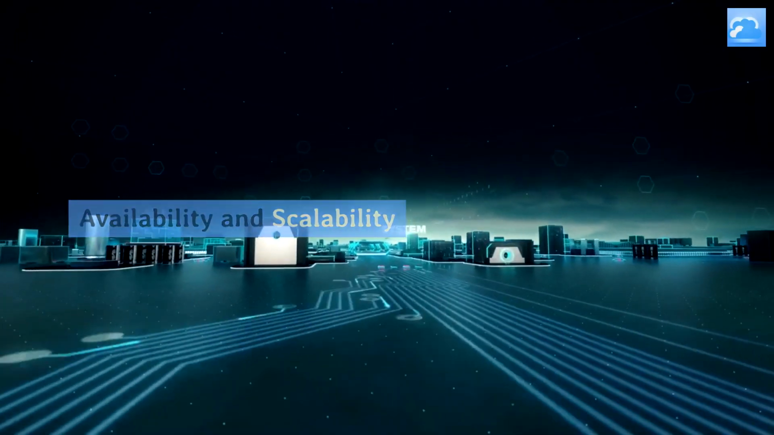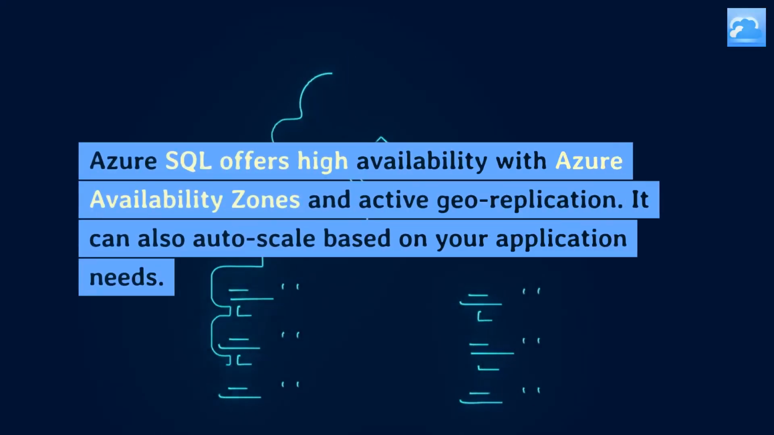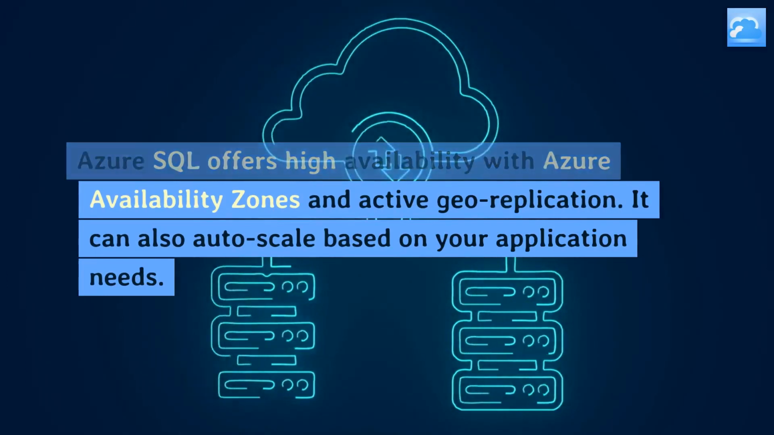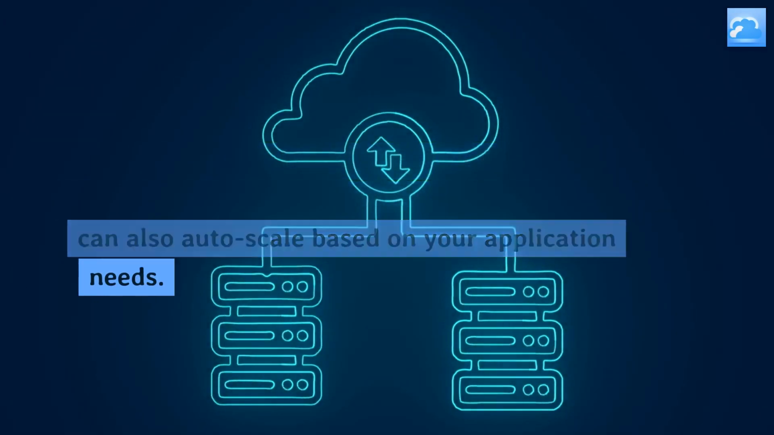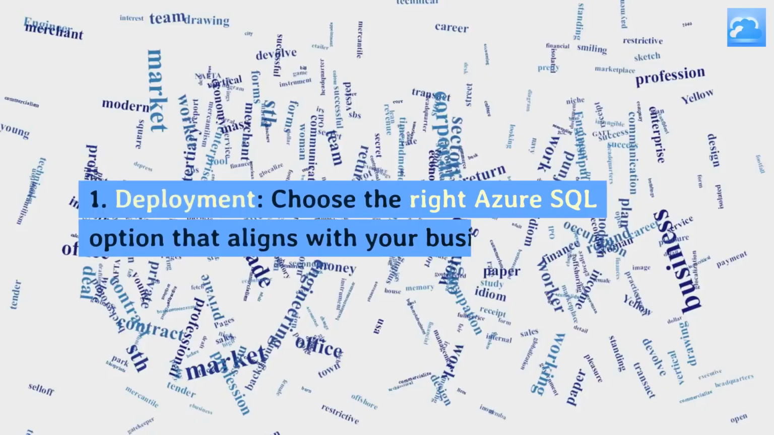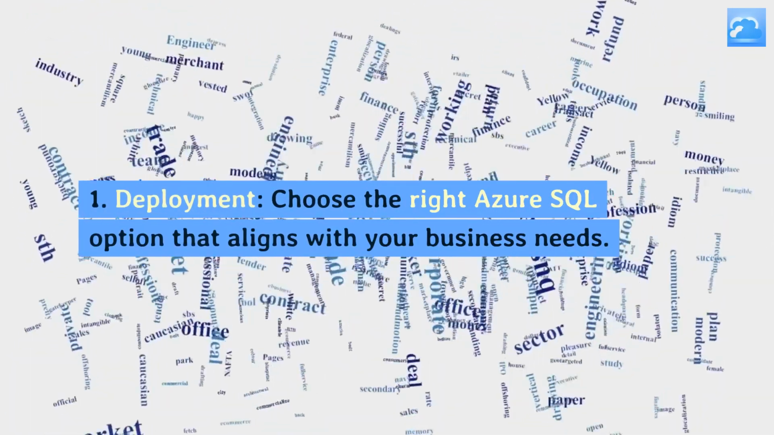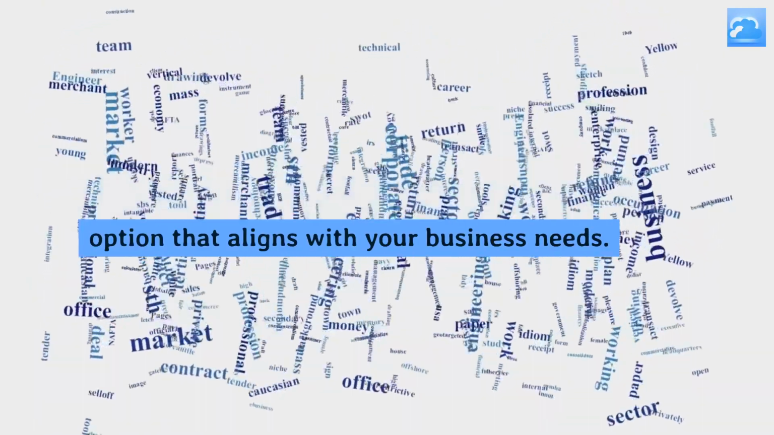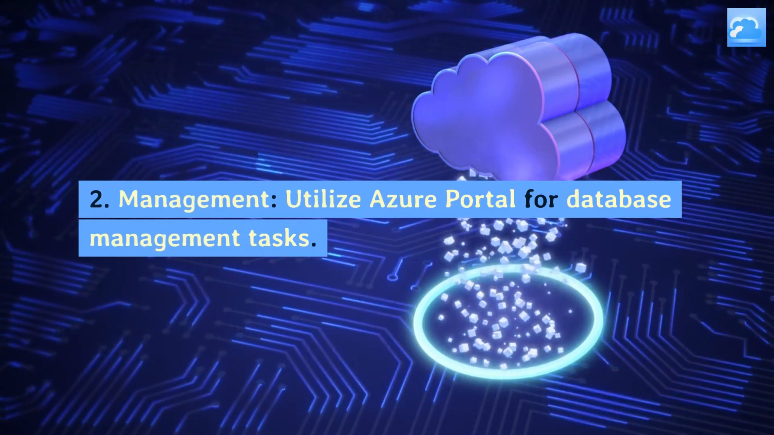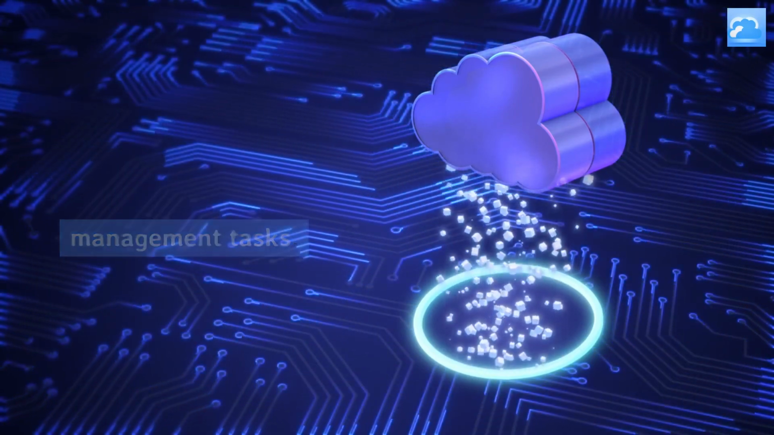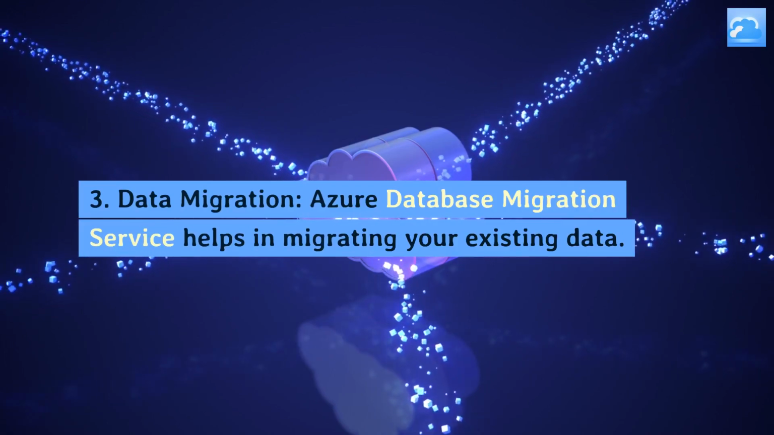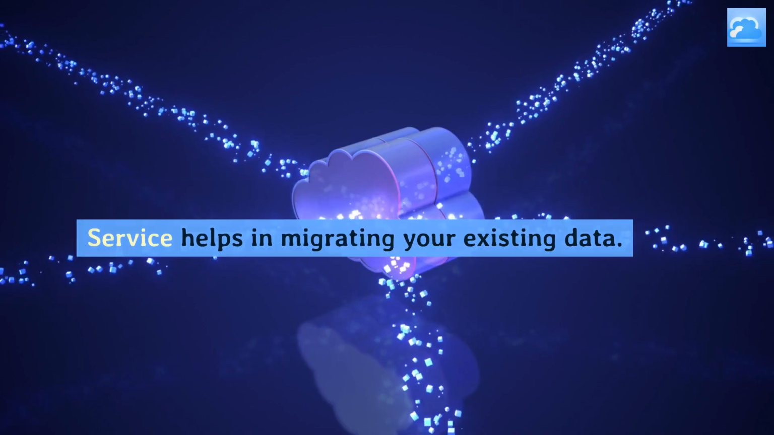Availability and scalability. Azure SQL offers high availability with Azure Availability Zones and active geo-replication. It can also auto-scale based on your application needs. How to make use of it? 1. Deployment. Choose the right Azure SQL option that aligns with your business needs. 2. Management. Utilize Azure Portal for database management tasks. 3. Data migration. Azure Database Migration Service helps in migrating your existing data.